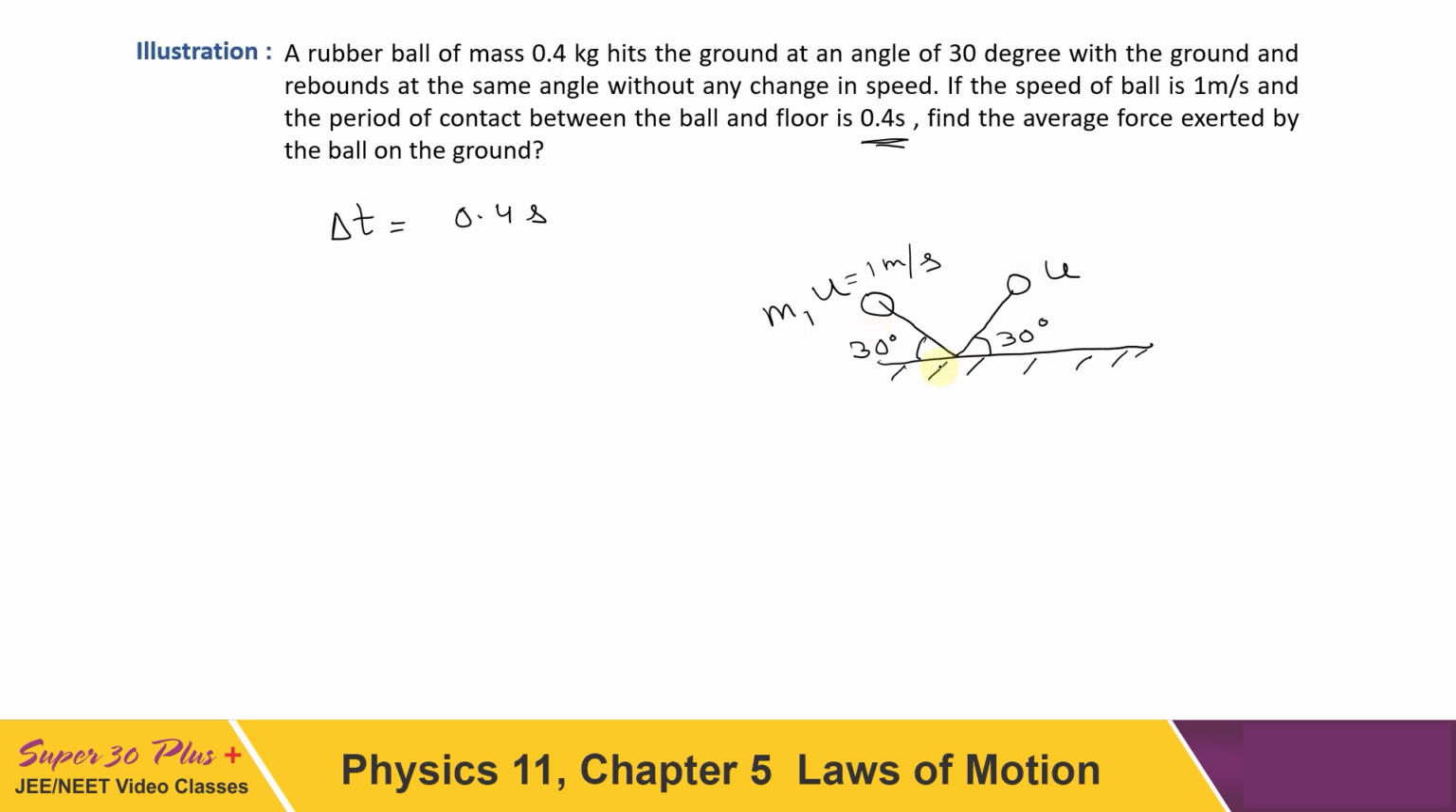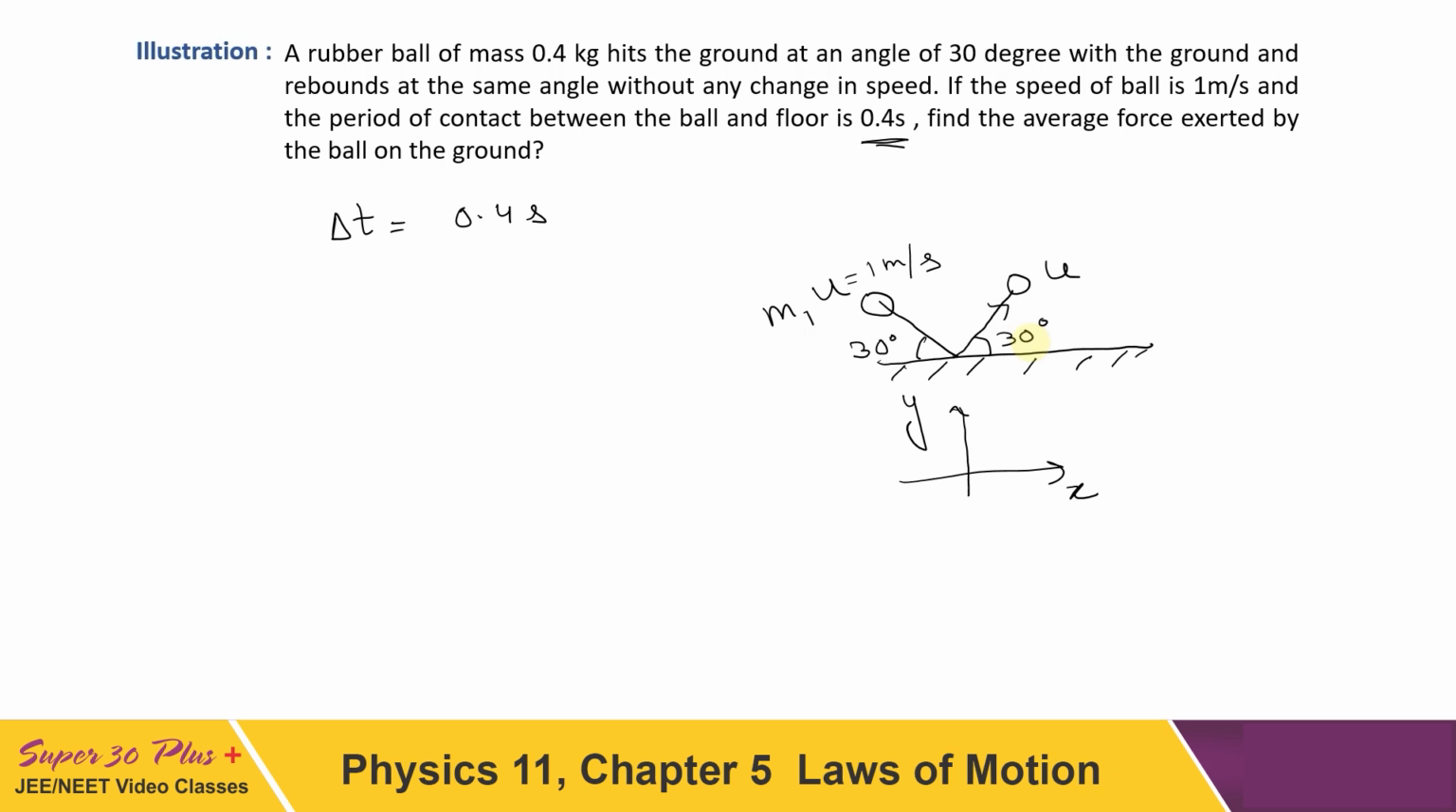Now if we take components along the horizontal and vertical directions, then horizontally there is no change in momentum, because before striking it had momentum mu cos 30 towards the right, and after striking it also has the same momentum mu cos 30 towards the right. So there is no change in the horizontal direction.